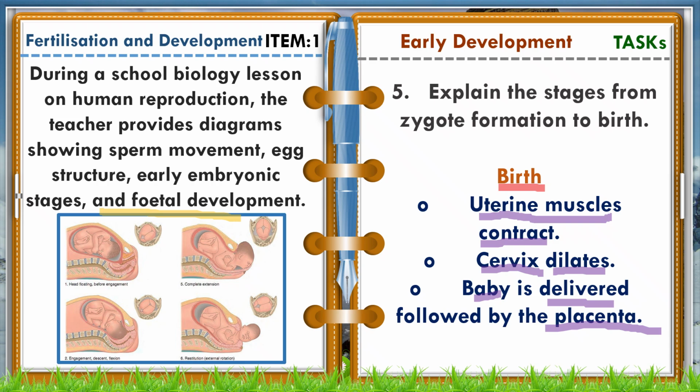We are seeing here the baby positioning, and then we can see here the contractions are starting, and the baby here is being delivered. We can see that the cervix dilates and the baby is delivered, pushed out, and will be followed by the placenta.